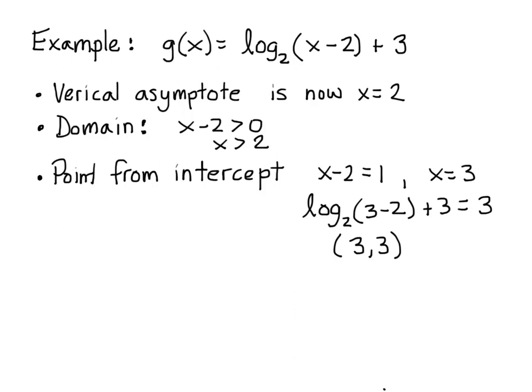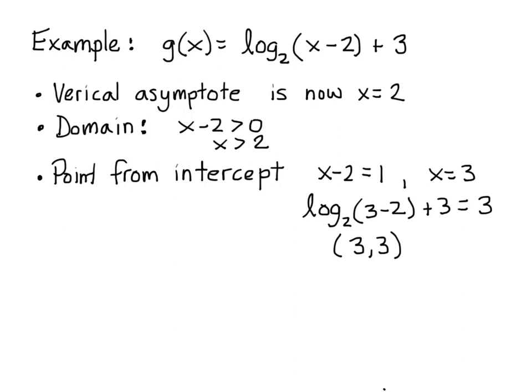So if I say x minus 2, where does it equal 1? Well, we can solve for that. So 2 plus 1 is 3. And so we'll have the log base 2 of 3 minus 2, because now x is 3, and that part is going to equal 0. And so that's that intercept that we're talking about. But we also have to add 3. So we get to the point 3, 3.